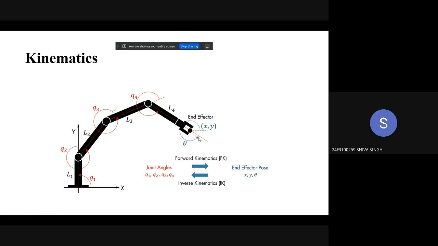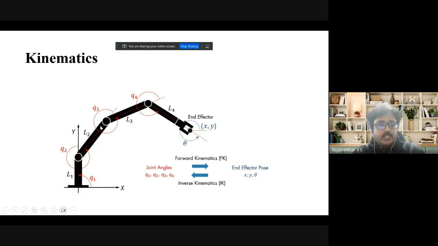So this is a robotic arm where there are joints. The circular portions are the joints, and there is an end effector where the object of interest is there. It can be a gripper where it holds the object. Here, if we know the joint angle, theta 1, that is the Q1, Q2, Q3, and Q4, we can tell what is the position of X, Y, and the theta, that is the end effector. So this is called as forward kinematics.